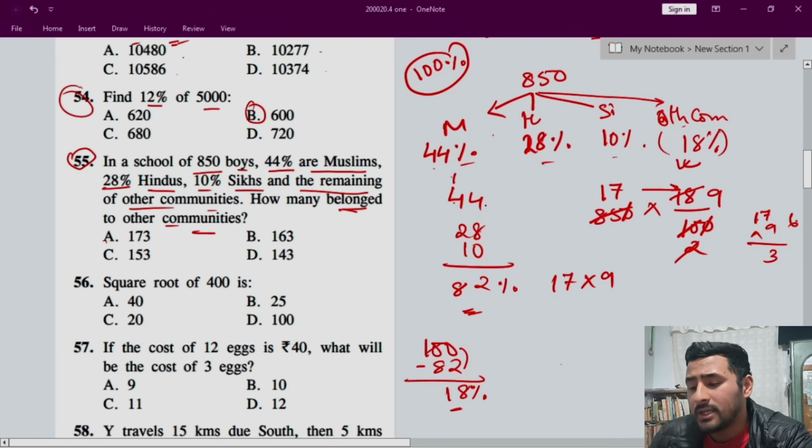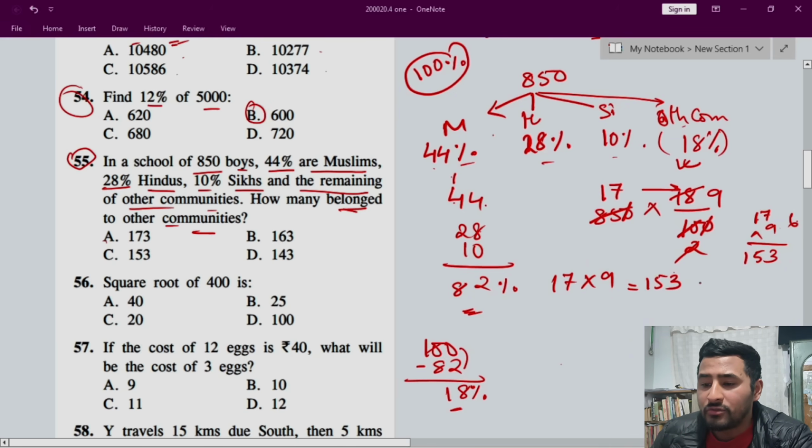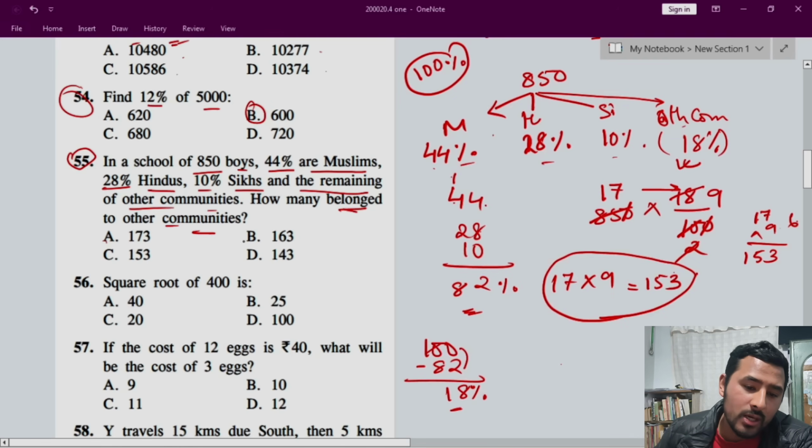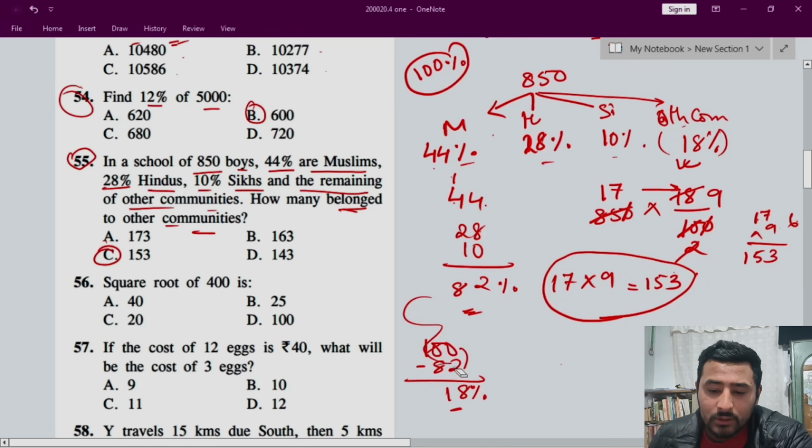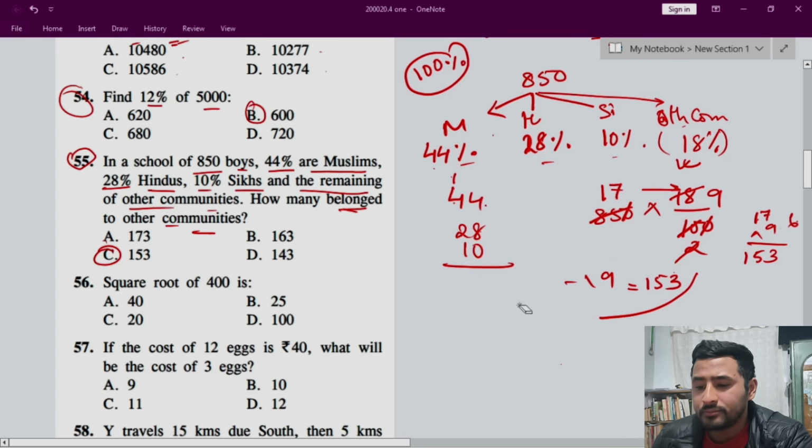7 9s are 63. Carry 6. 1 9 is 9. 9 plus 6 is 15. So what will the answer be? Other communities will be 153. In numbers, 153. So the answer will be option C for question number 55. Let's move to the next question.